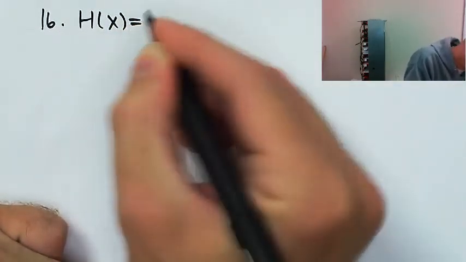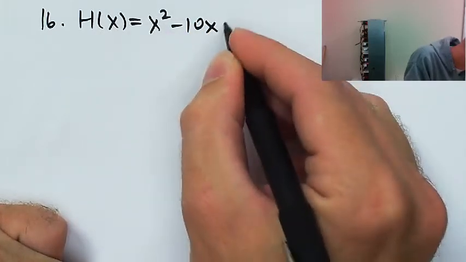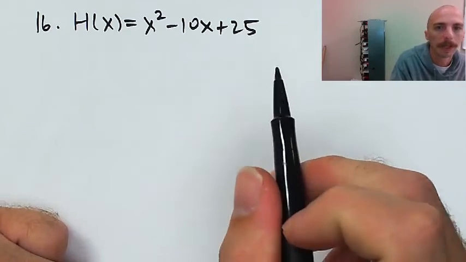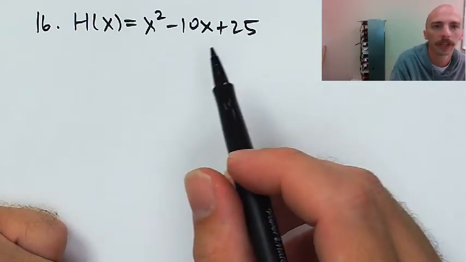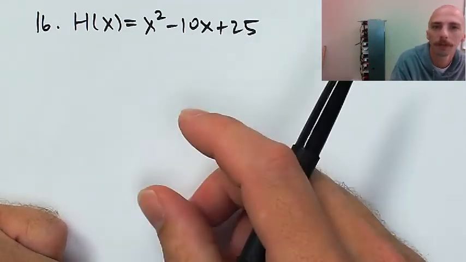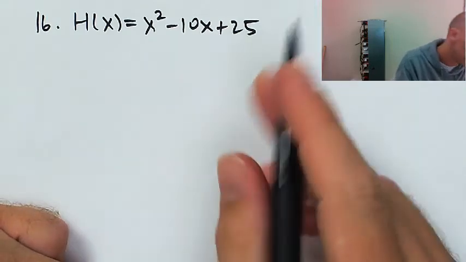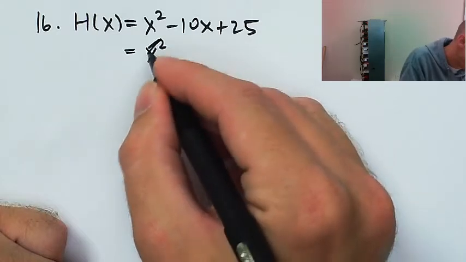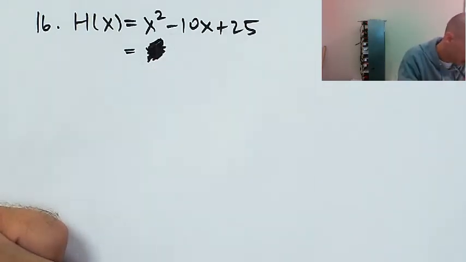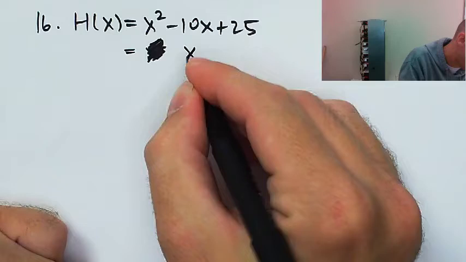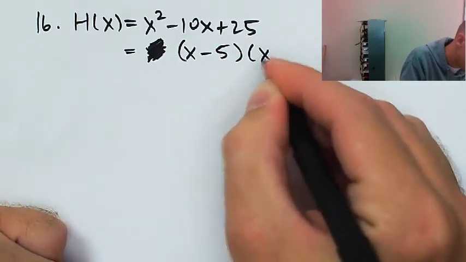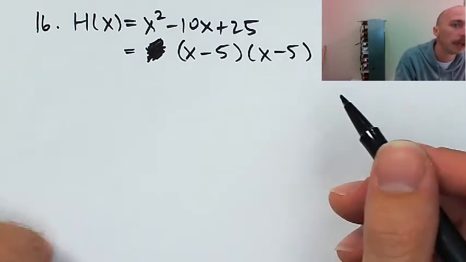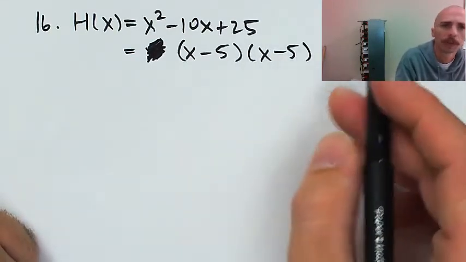H of x equals x squared minus 10x plus 25. I'll tell you about perfect square trinomials and how to recognize them, but in general, my advice is just to approach this thing just like anything else. What are two numbers that multiply to 25 and add to negative 10? Negative 5 and negative 5. We don't do group and factor yet. We're going to say this is x minus 5 times x minus 5. And you could call that x minus 5 squared if you like. That's fine. I'm just going to leave it as x minus 5, x minus 5.